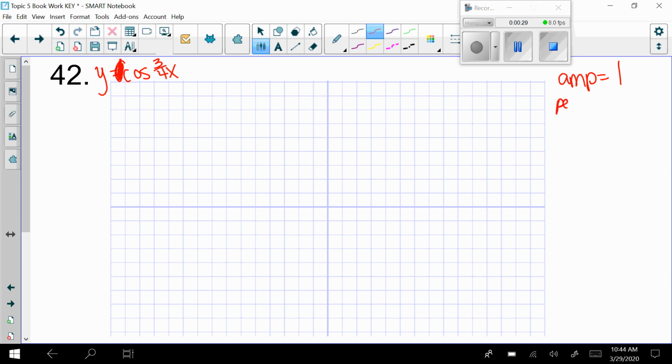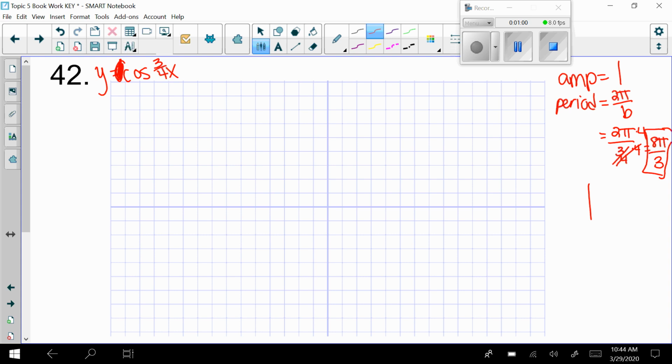And then our period for sine and cosine, we'll do a tricky tangent one later, but for sine and cosine, it's always 2 pi over b. So our period is 2 pi over 3/4. And of course, this is non-calculator, so I'm going to multiply both top and bottom by 4 to get that 4 as a denominator. And that gives me 8 pi over 3 is our period. So my period is 8 pi over 3. That's how long it takes to get through one cycle.